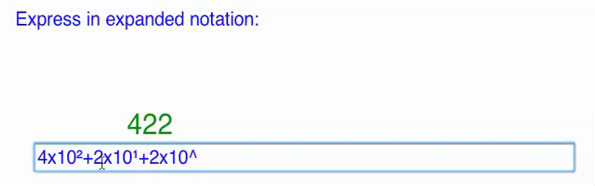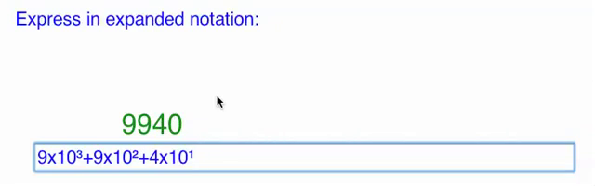Okay, one last example. 4 times 10 to the power of, the 4 is followed by 2 places, so times 10 to the power of 2. And what we're really doing is the 4 represents 400, 4 times 100, 100 is 10 times 10, which is 10 to the power of 2. Plus 2 times 10 to the power of 1, plus 2 times 10 to the power of 0.